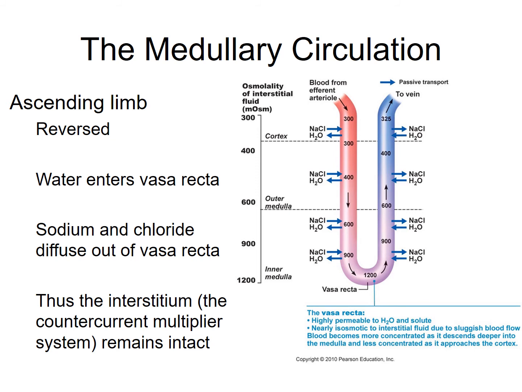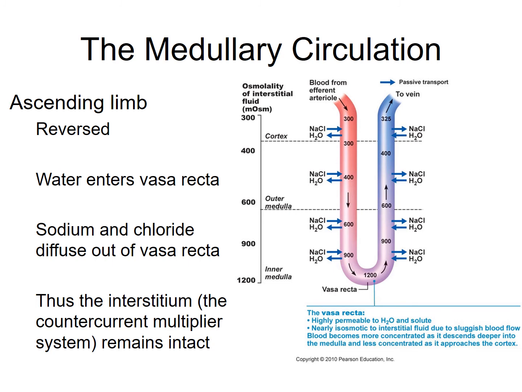So as you'll see in the blue writing below the blood vessel on the diagram, the vasa recta is highly permeable to both H2O and to solute. It's also got a really sluggish blood flow through it, and that means that the blood in the vasa recta is going to mimic the osmolarity of the interstitial fluid that surrounds it. This means that the blood becomes more concentrated as you descend deeper into the medulla, but when you come back up, it gets less concentrated as you approach the cortex.